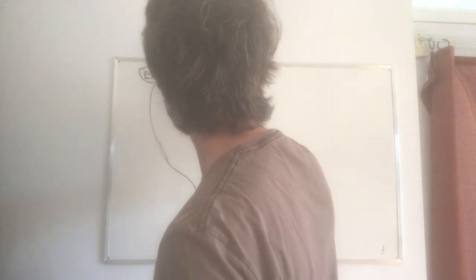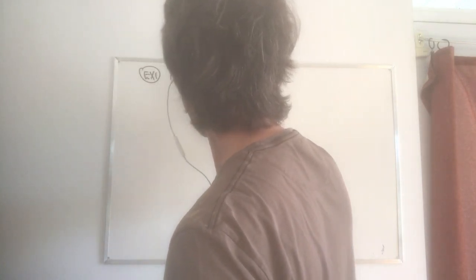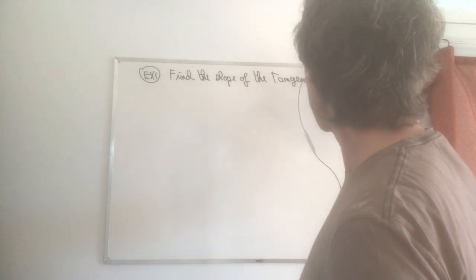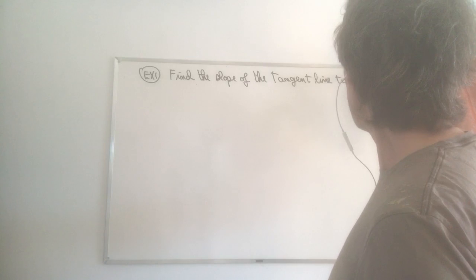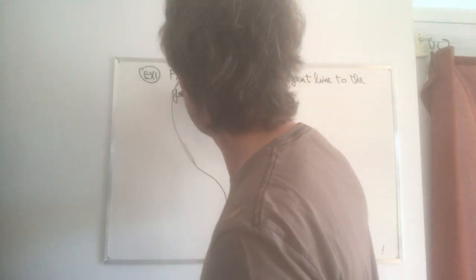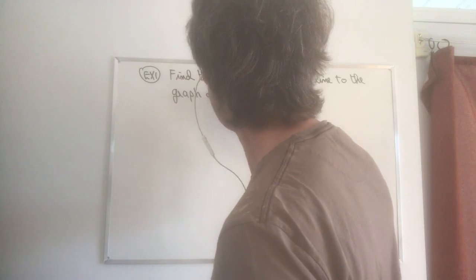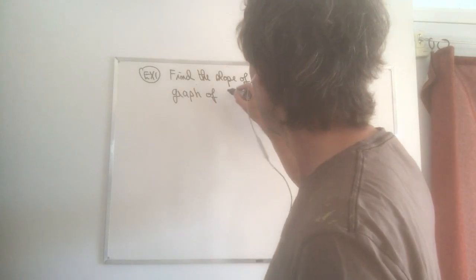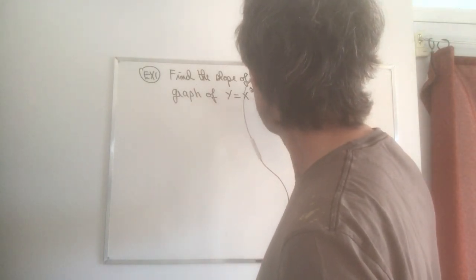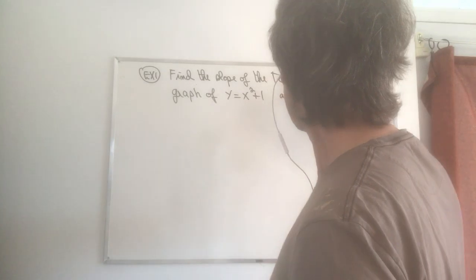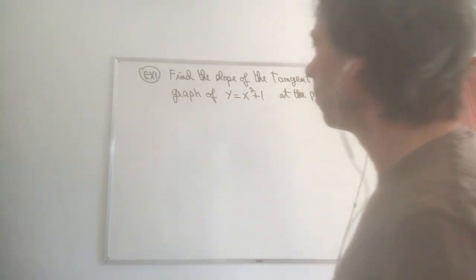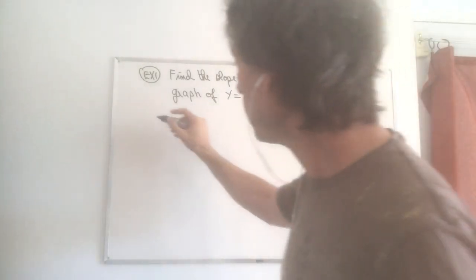Find the slope of the tangent line to the graph of, now we need some sort of an analytic function. Let us take something that actually looked like the blue curve that we had in the previous example. Let's call this y is equal to x squared plus 1 at the point x equal to 1.